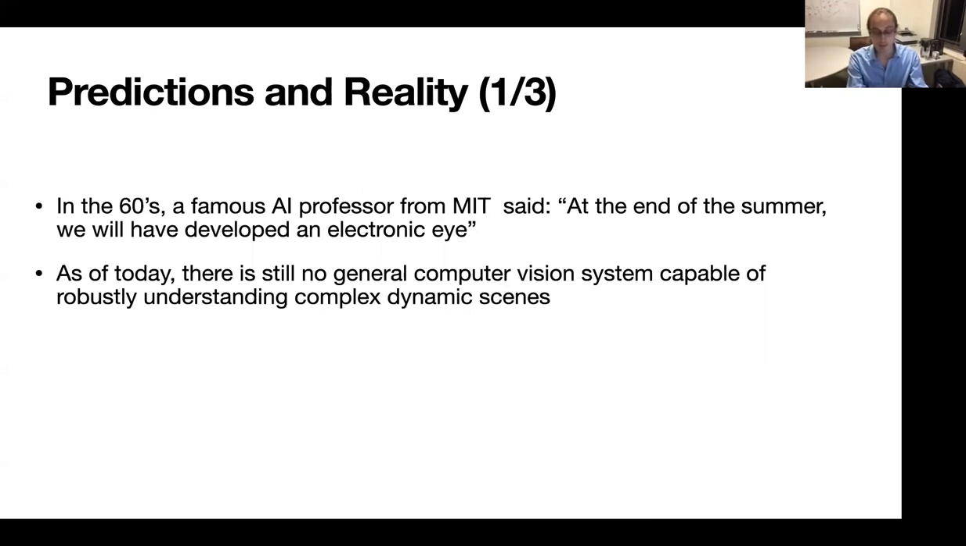We see proof of that because we don't yet have self-driving cars all around driving us around, because for that we need sophisticated vision systems. As of today, there is still no general computer vision system.